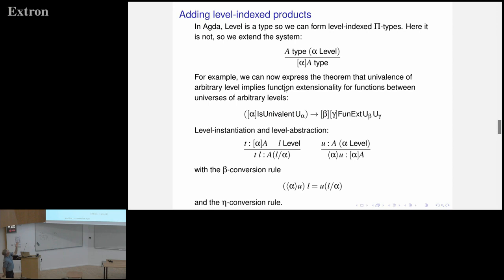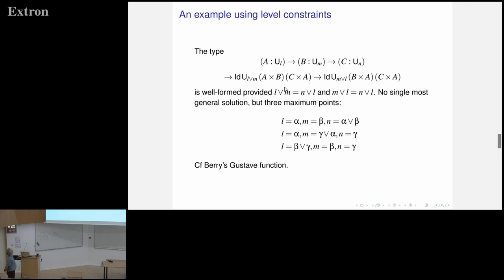So this is the kind of thing that Martin has in his library, and so we would like to have that in this system, which you can see as meant as a kind of outline of a theoretical foundation for Martin's library. So since it's a pi type, we have application and abstraction operations, and we have beta conversion and eta conversion. Okay, so that's system number two.